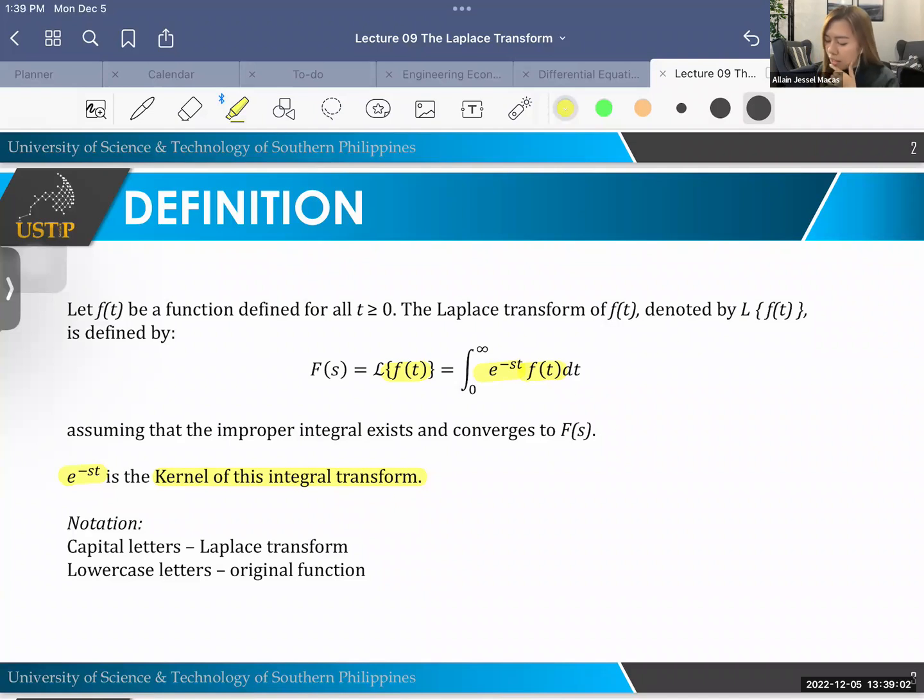Okay? So, just a notation note: if we have capital letters, we are describing the Laplace transform. If we have lowercase letters, that is the original function. That is why, as you have noticed here, our f of t is a small letter, and when it is transformed into its Laplace transform, it becomes a big letter F. And then the independent variable now is s. Okay? Any questions so far? This is just the basic definition.